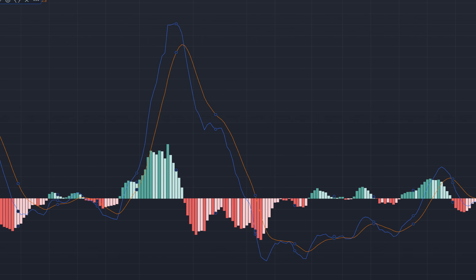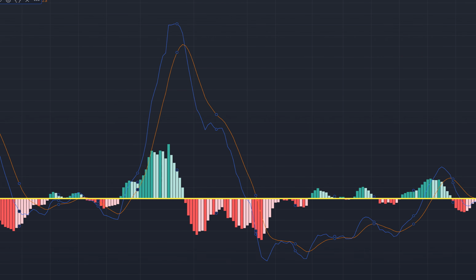Now I know this is all a little technical, so I promise we'll get to some good strategies in just a sec, right after we cover the histogram. The histogram is the item you see here in yellow, and it shows the difference between the MACD line and the signal line and the magnitude of that difference. The histogram is charted above and below the baseline, which is highlighted here in yellow. Above the baseline is considered bullish, while below the baseline is considered bearish.